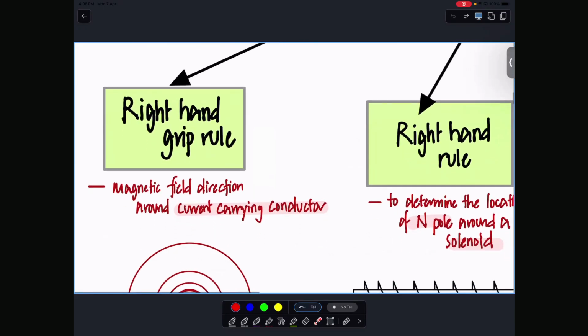Before 2019 this was actually part of your syllabus, in the sense that there was an equation out there: B equals mu naught I divided by 2 pi r. That has been removed, so if you see questions on that, it's not in the syllabus, okay? That was the formula for the magnetic field around the current carrying conductor. 2017 was when it was last there. After 2017 it was removed, okay?